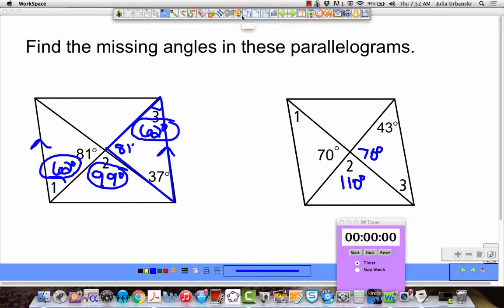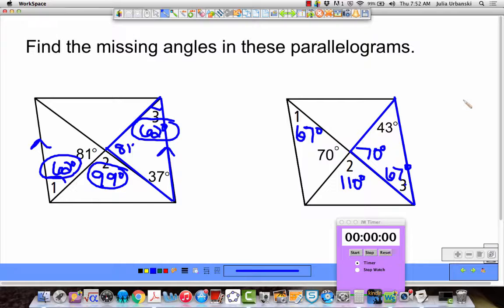So now take this triangle and subtract 180 minus 70 and minus 43 and figure out what angle 3 would be. 67? Okay. And if this angle is 67, then look over here. What relationship do you have between angle 3 and angle 1 here? Alternate interiors. So angle 1 would be 67 degrees as well. Okay, you're going to have something like that on your homework, so I wanted to show you something.